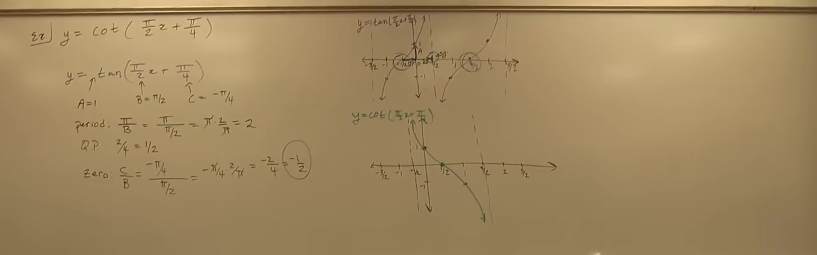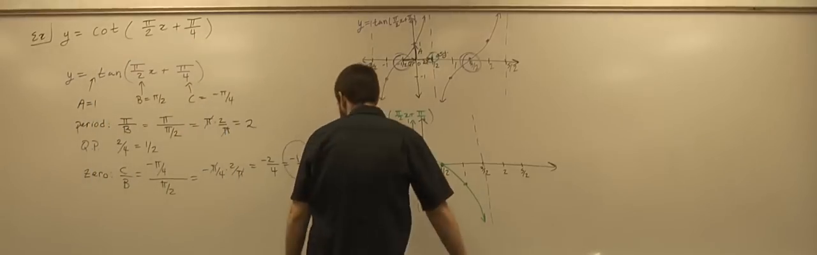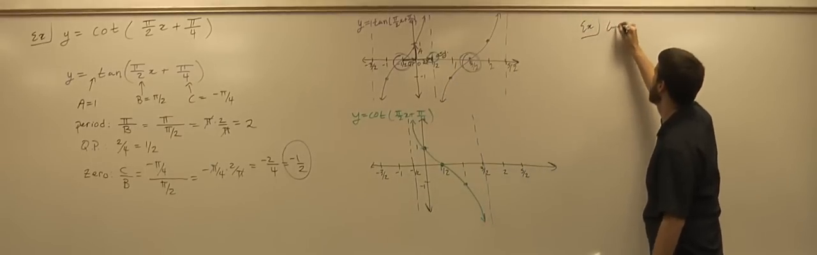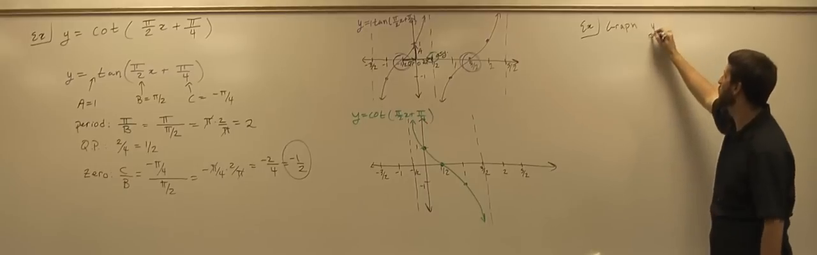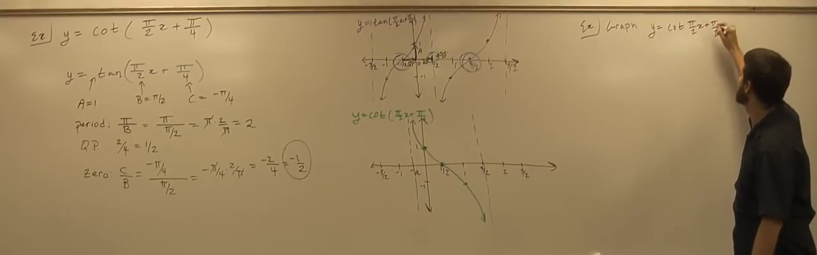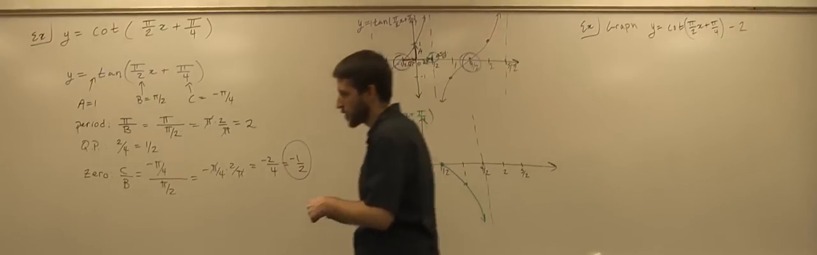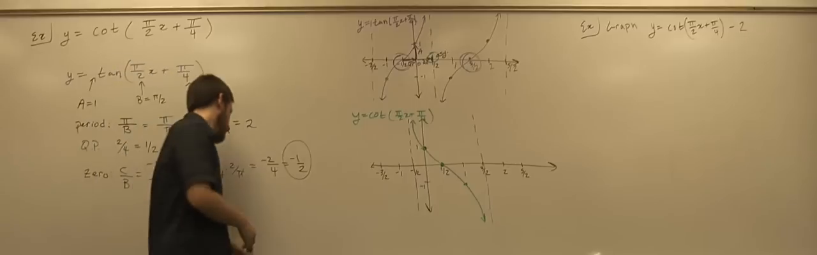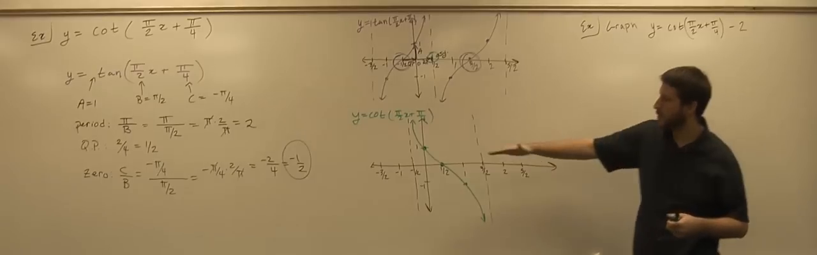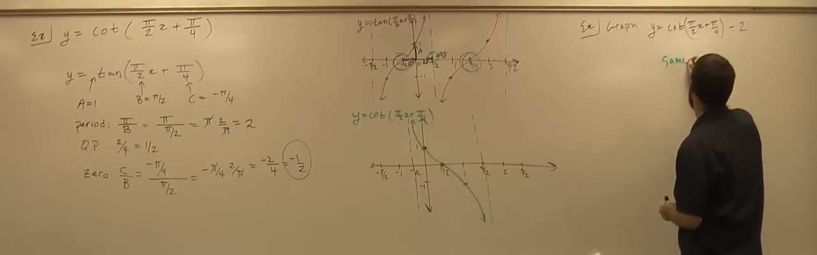How would you graph the same exact function, cotangent of pi over 2x plus pi over 4, but with a -2 on it? Alright, so just to make sure you remember how this works, if I gave you y equals cotan pi over 2x plus pi over 4, but then I stuck a -2 on the end, what does that do? Vertical shift. Down 2. So to graph this, you would have to draw the exact same graph, except all of your y values would move down 2. Same as before.